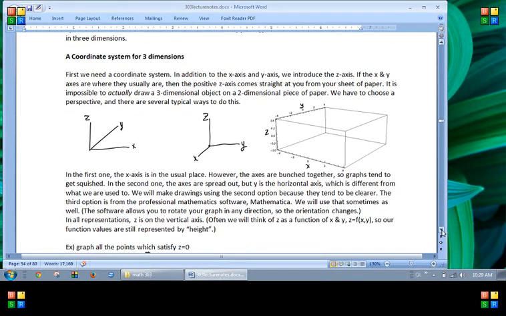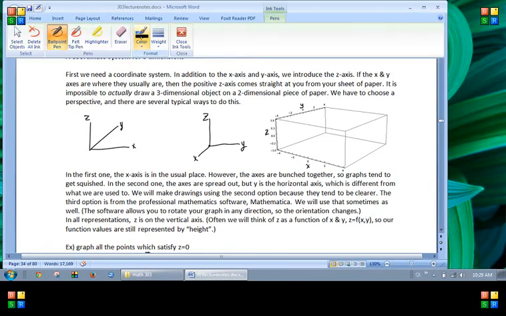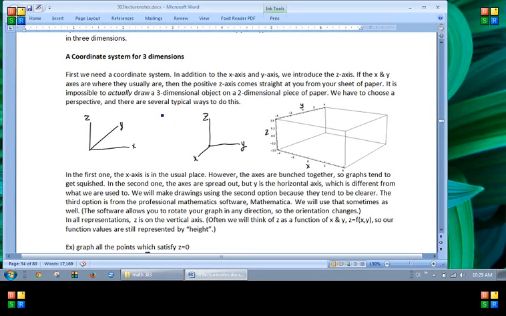Okay. So graph all the points which satisfy z equals 0. So how do you do that? Well, where is z equals 0? Yeah, exactly. That's actually a really good way to think about it. It's like the ground. So using the second representation, z equals 0 is right here. But then what are all the points that are like that? It's like the ground. So it's sort of like this.